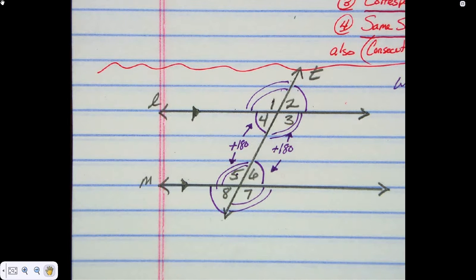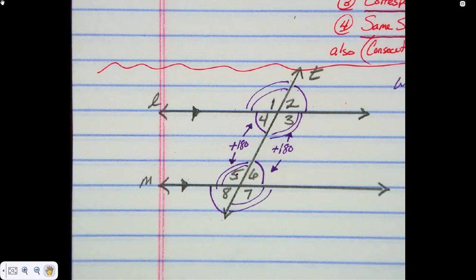What about angle 2 and angle 4? Are they right beside each other? No. They're kind of opposite each other, aren't they? What are they? Congruent, right? Angle 2 and angle 3, are they beside each other? No, or on top of each other, you would say. How does angle 2 relate to angle 3? 180. Angle 3 and angle 4. Add to 180. They're right beside each other.